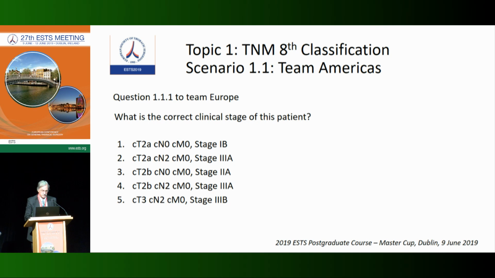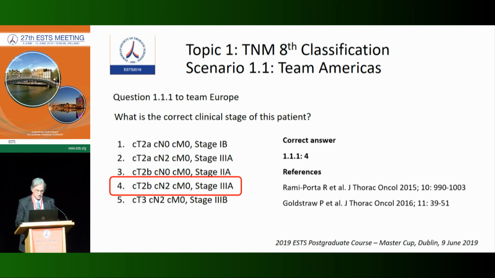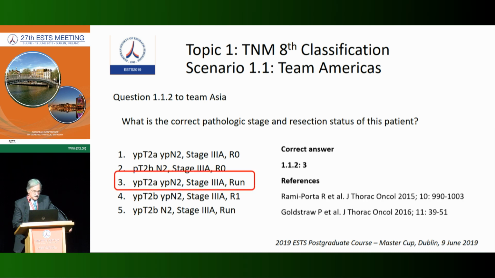Okay, well, here we are, lung cancer TNM. So the first question here, what is the correct clinical stage for this patient with this 5-centimeter tumor? So the answer was number 4, T2b, because up to 5 centimeters is T2b, and it was N2 and M0. And the second question, after induction chemotherapy, what is the pathologic stage and resection status? So the correct answer here was answer 3. So the T2a was a little over 3 centimeters, still had positive N2 nodes. The R uncertain I will discuss a little bit.